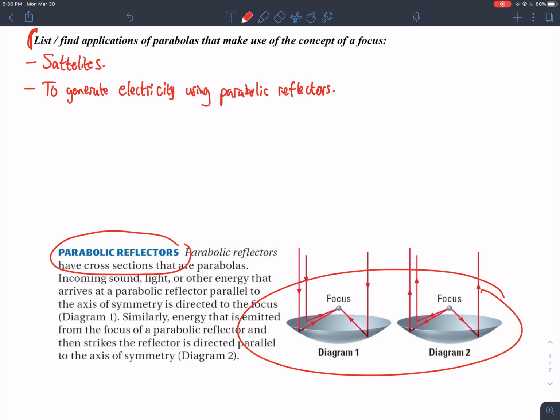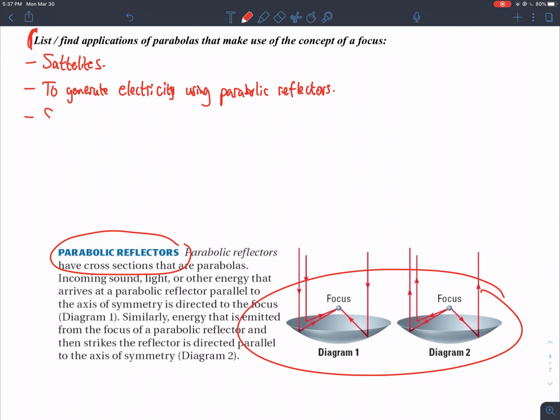Okay, some people use it to heat water. If you go to developing nations, a lot of them have a parabolic shape thing on their roof with a pipe, and it's heating water for them. So they have a water heater with just sunlight and no electricity.